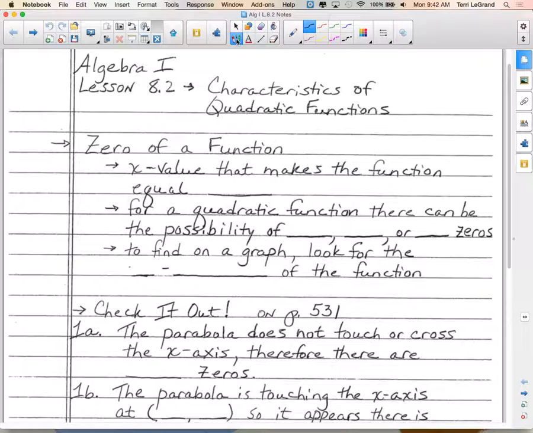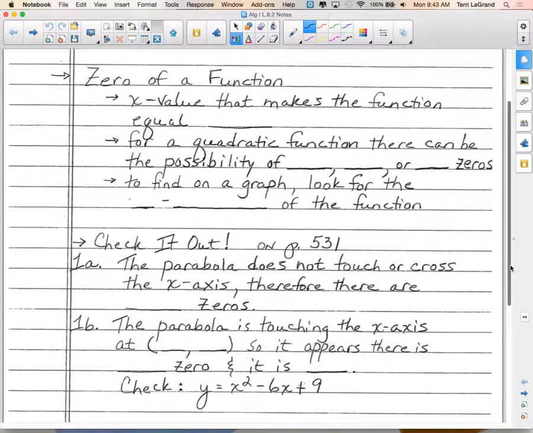So our learning goal today: I can find the zeros of a quadratic function. The zeros play a huge role in a quadratic function, so we have to make sure we understand them. And we're going to find them from the graph. And then I can find the axis of symmetry of a parabola, and we've already talked about the axis of symmetry. So the zero of a function, let's talk about that first.